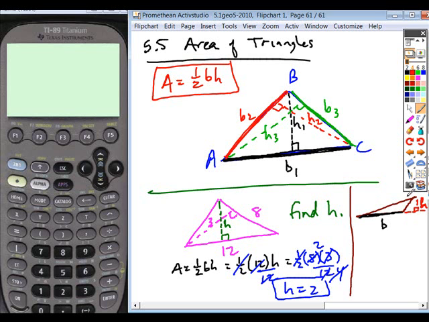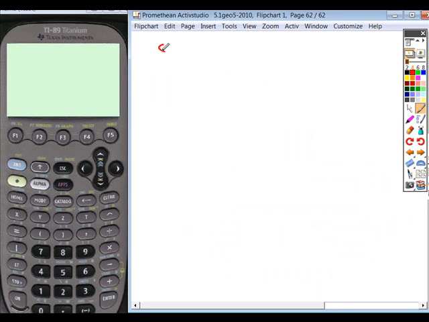And now, if it's difficult for you to conceptualize that you might have to draw an altitude outside of a triangle, you may want to rely on a concept called shearing.